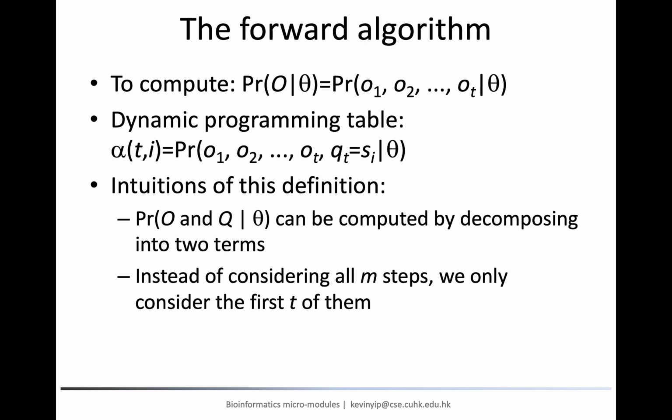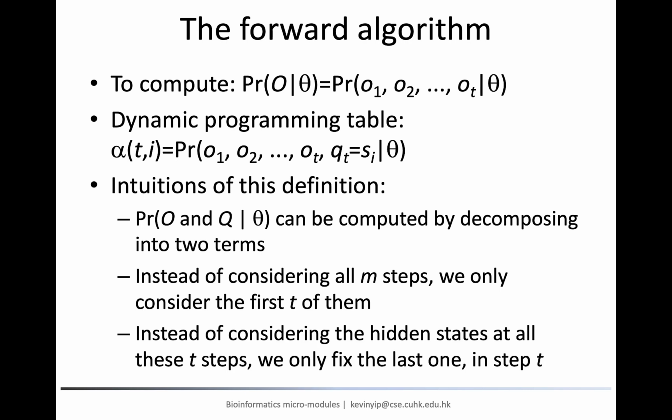In our current case, instead of considering all observations at the same time, it is better to consider only the first t of them, which should be easier. Finally, to avoid considering the exponential number of possible state sequences, we only consider the state in one step at a time, and so we fix the state of only step t in the definition of the subproblems.